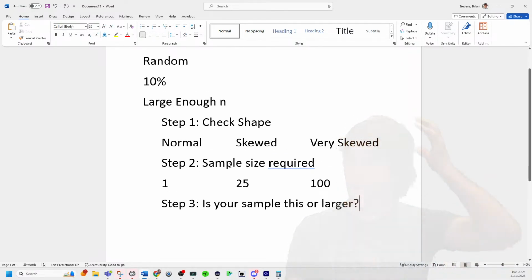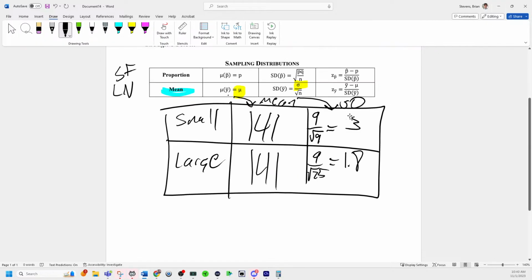And if you look at this right here, our distribution is unimodal symmetric, so it's normal. So that means we need at least a sample size of 1, and that means you're fine because your sample sizes are 4 or 9 and 25, and you'll always have at least 1.